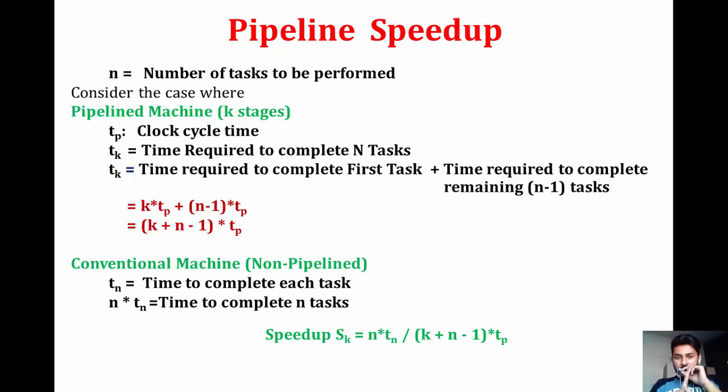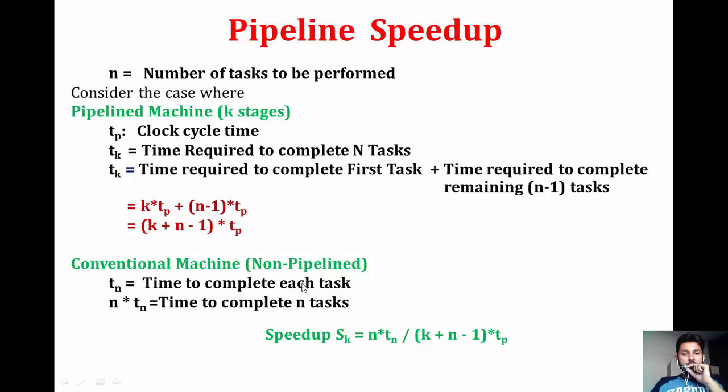So the minimum to complete one task requires k into tp, plus n minus 1. What is n? n is the number of tasks to be performed, and we are supposed to perform 4 tasks. So it can be evaluated as k plus n minus 1 into tp. In this scenario k is 4 segments, and one tp equals one clock cycle, so 4 into 1 is 4, plus n minus 1. n is also 4, so n minus 1 is 3. So k plus n minus 1 is 4 plus 3, which equals 7. So it takes 7 clock cycles to complete the n number of tasks, right?